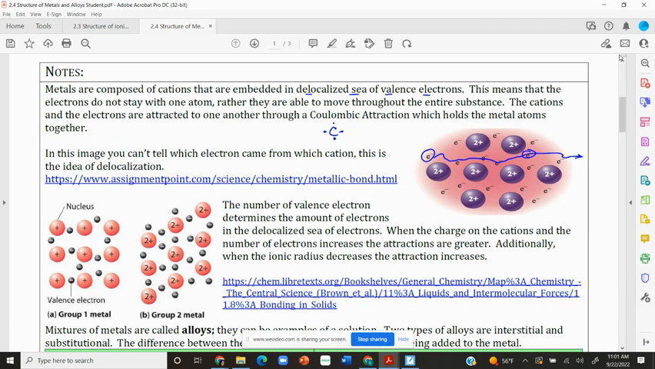So you can't tell which electron came from which cation. So that's the idea behind this concept of delocalization. They're just kind of flowing, they're moving through. The number of valence electrons then determines the amount of electrons in the delocalized sea of electrons. When the charge on the cation and number of electrons increases, the attractions are greater. And additionally, when the atomic radius decreases, that's greater as well.